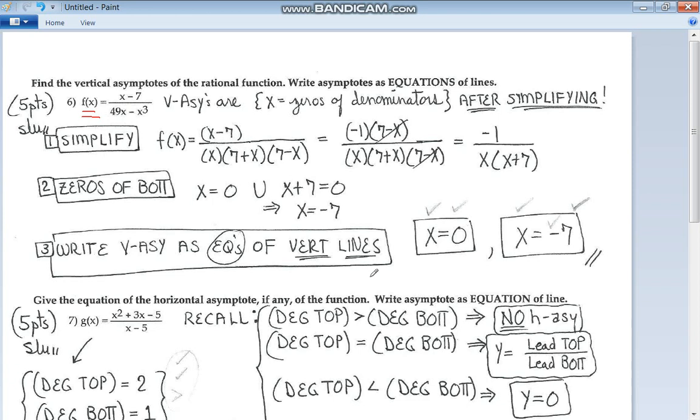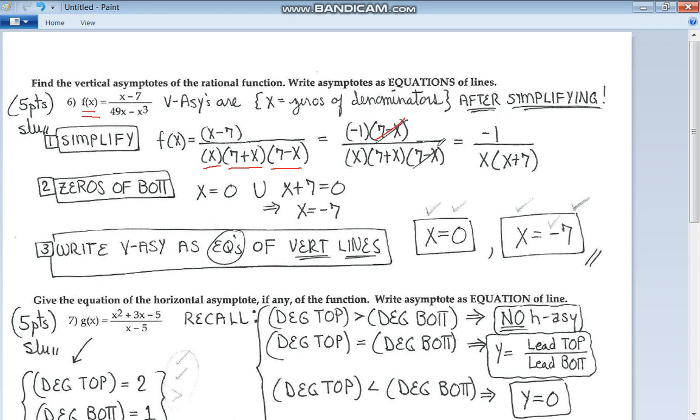Vertical asymptotes are going to be the set of x's that are zeros of the denominator after simplifying, right? We only postpone simplifying when we're looking for a domain of a rational function. Otherwise, we have to simplify first, if possible. And indeed, in this one, we will be able to simplify because we can factor the bottom. First, we pull out a common factor x, and then what's left would be 49 minus x squared, a difference between two squares, which we factor as x plus 7 times 7 minus x.